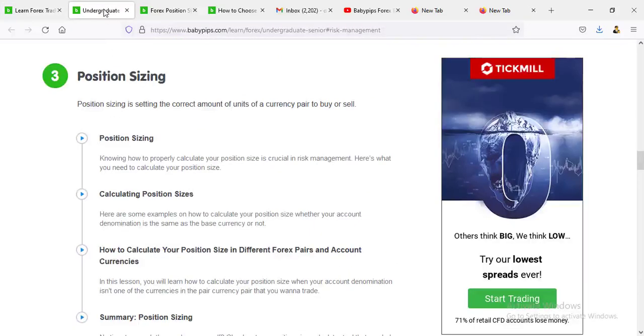So by the end of this video you should be able to understand what position sizing means, then calculating your position sizing. You should also know how to calculate your position size in different forex pairs and account currencies. And then we're going to consider the summary of position sizing. So let's begin by learning the very first lesson, what position sizing actually means.